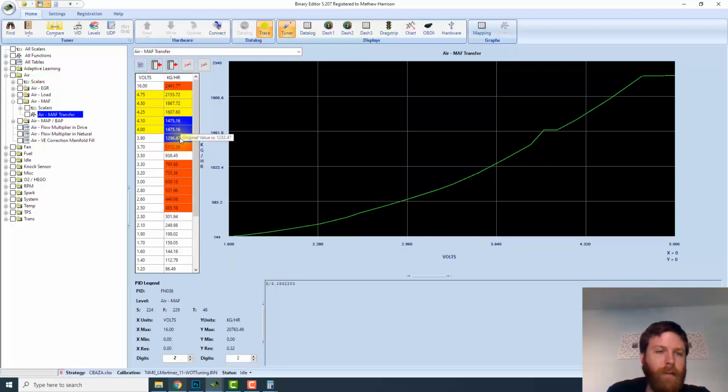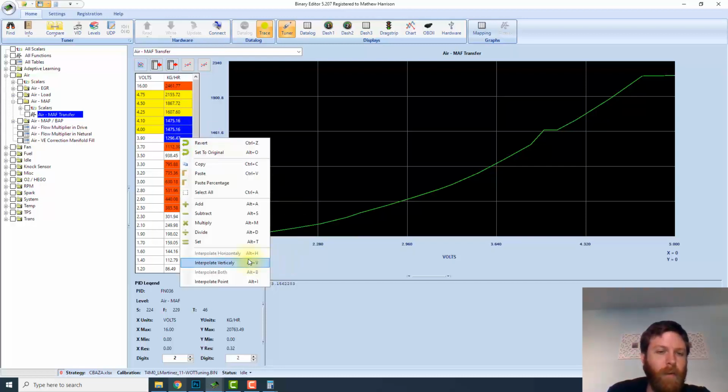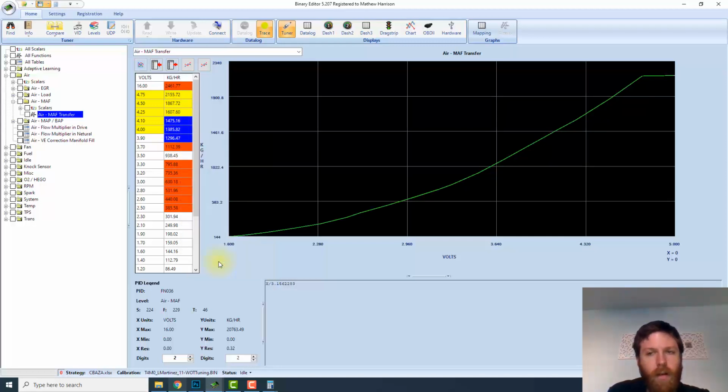Now I can take these 3 cells and I can interpolate vertically. And what that means is it'll take the top and bottom values and it'll smooth out the rest in between just to make it go through. So if you look at that again, my curve now stays normal again. So now I've got an extra point that we can tune here. We'll turn it up a little bit more, pull it a little higher, see what it does.